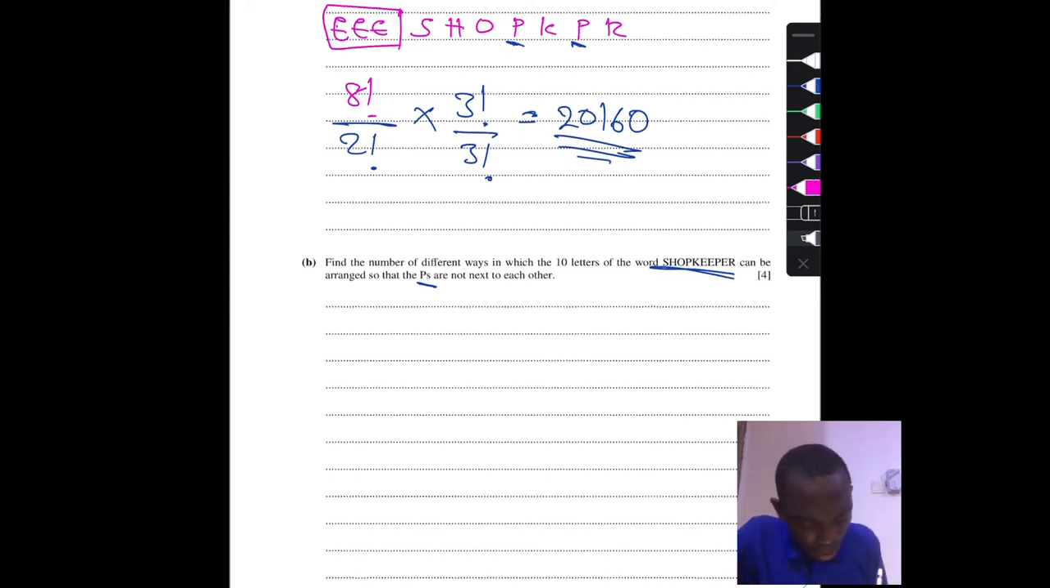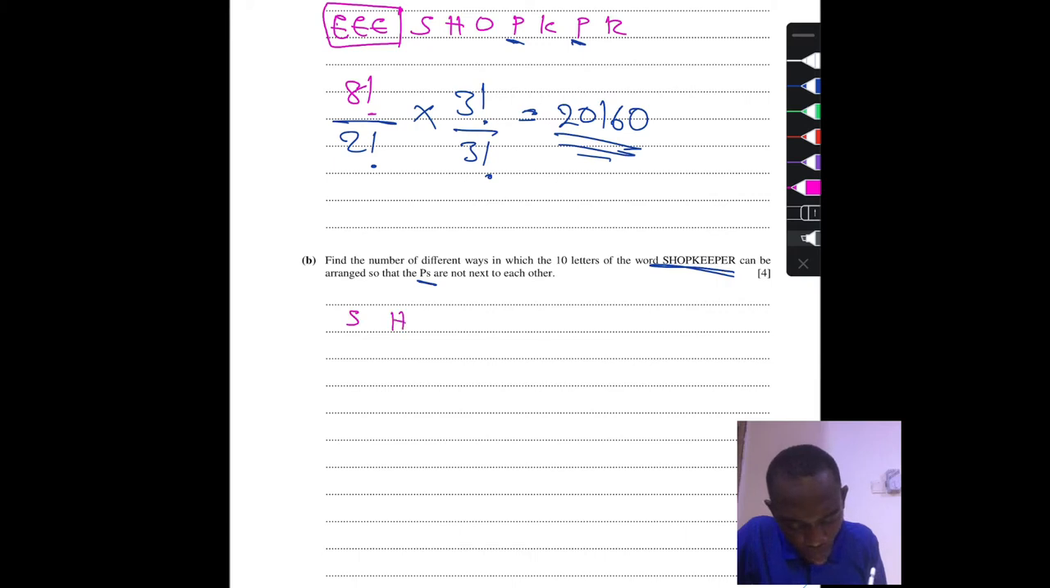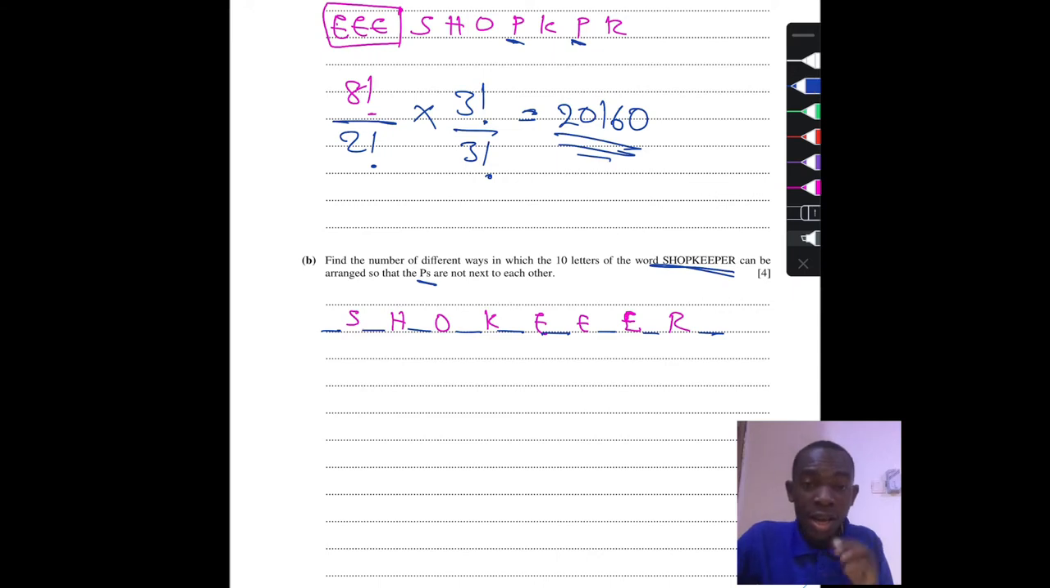So we have S, we have H, we have O, we skip the P, so we have K, we have E, we have E, we skip the P, so we have another E and then R. Okay, when you finish, I want you to put dashes in between them. Start with a dash, end with a dash. So you have dash, dash, dash, dash, dash, dash, dash, dash, and dash. Great. So from S all the way to R, how many are there? Let's check it out. 1, 2, 3, 4, 5, 6, 7, 8. So they have 8 items.